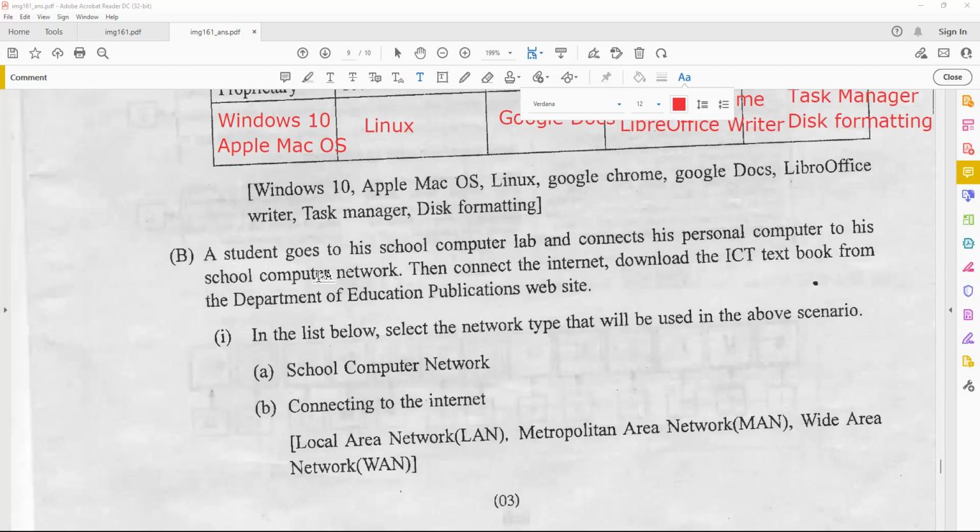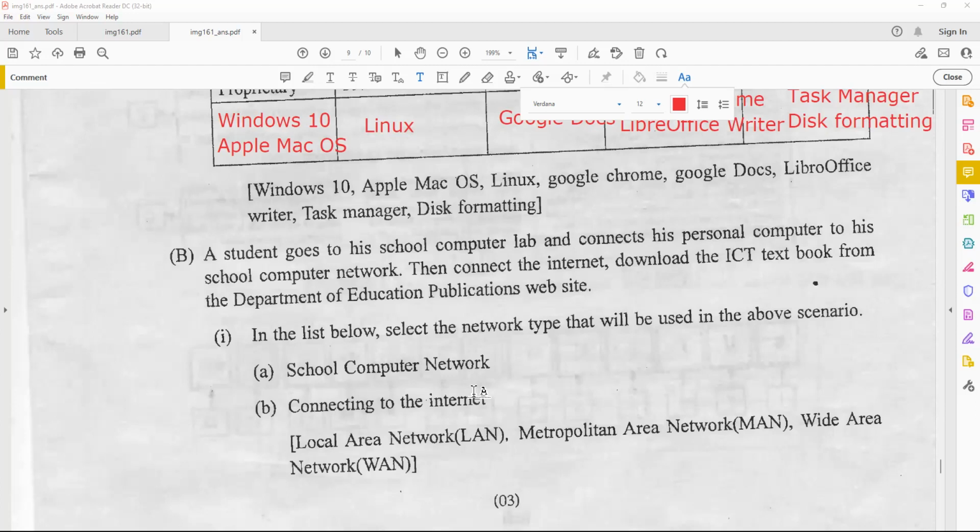So the question asks, a student goes to his school computer lab and connects his personal computer to his school computer network. Then connects to the internet, and downloads an ICT textbook from the Department of Education publication website. In the list below, select the network type that will be used in the above scenario.